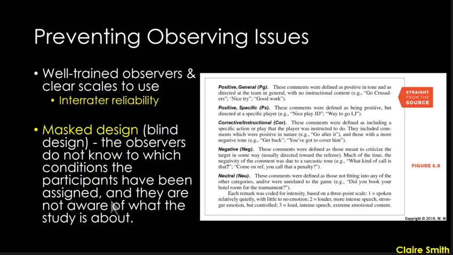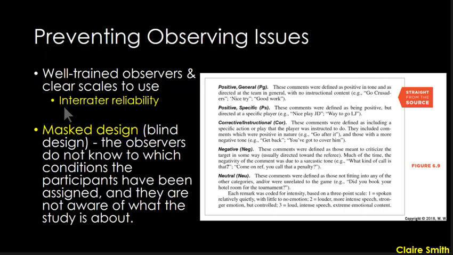So we can do this, we can use a masked design, also known as blind design. The observers don't know which condition the participants are assigned, so they're not aware what the study is about, who's in what condition. They don't know what should be actually supporting the hypothesis. So this is a way to make sure that there's no observer bias, and the participants don't know what the study is about, so there's not going to be any observer effects either. Okay.